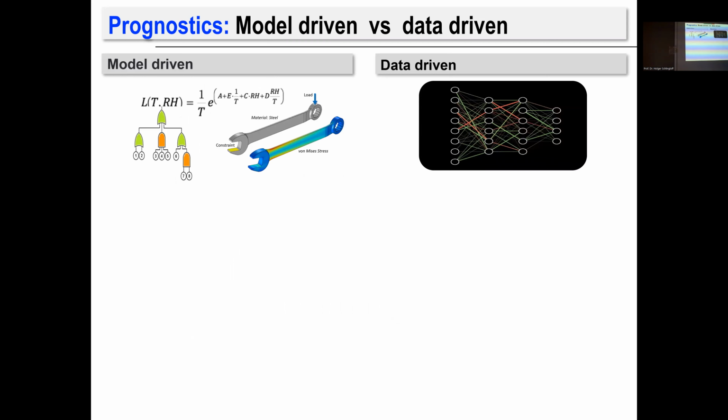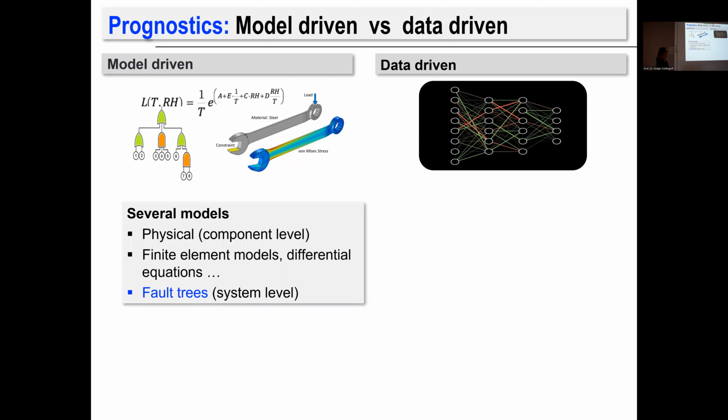There are two main approaches towards prognostics. We have model-driven prognostic algorithms and data-driven ones. And model-driven models, well, there are several variants here. Those can be physical at component level. You can have ODEs, finite element models like this one, differential equations like here, but also fault trees, as I'll tell you later.